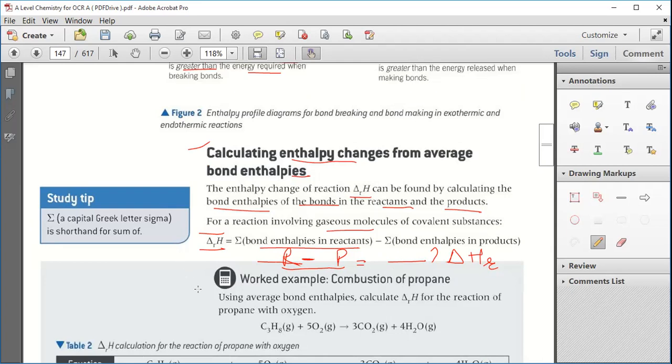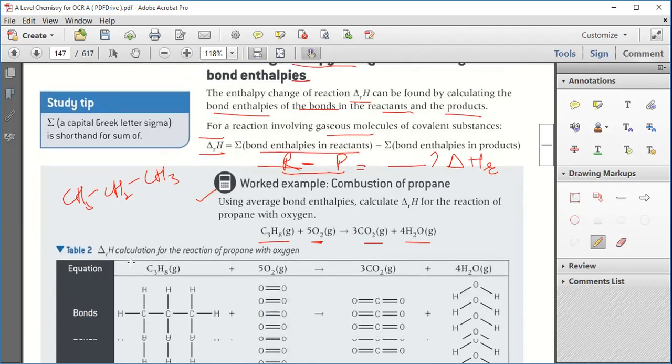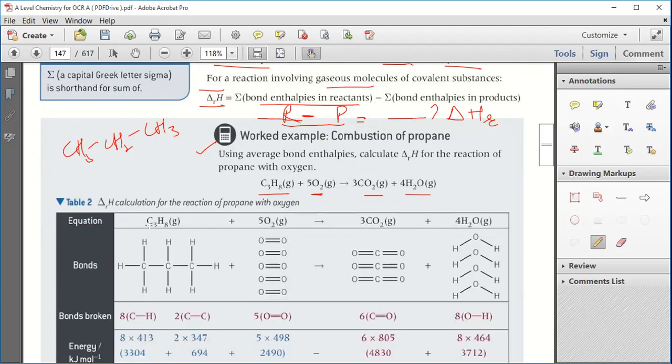Now see, C3H8, propane. Propane is heated with oxygen, that is O2, and it gives you CO2 and water. Now C3H8 means CH3, CH2, CH3, with 8 hydrogens: 1, 2, 3, 4, 5, 6, 7, 8. C3H8 means this figure. Clear? 5 O2 means oxygen: O double bond O, O double bond O, O double bond O.